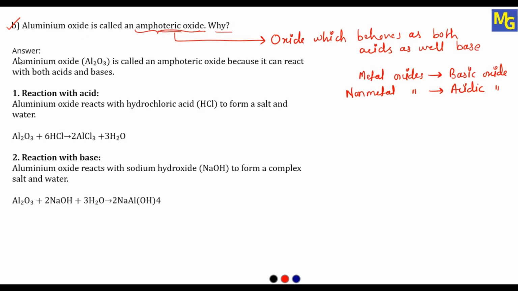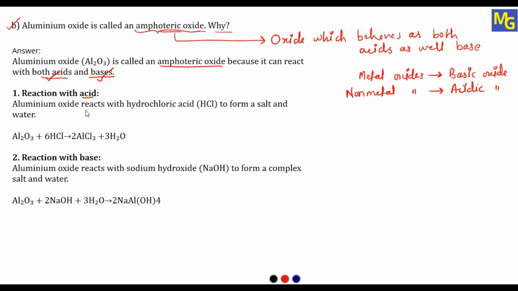So here I have explained the answer. Aluminium oxide, Al2O3, is called amphoteric oxide because it can react with both acid as well as base. When it reacts with acid, it will act as basic. When it reacts with bases, it will act as acidic. So here I have given both the reactions. First, the reaction with acid.